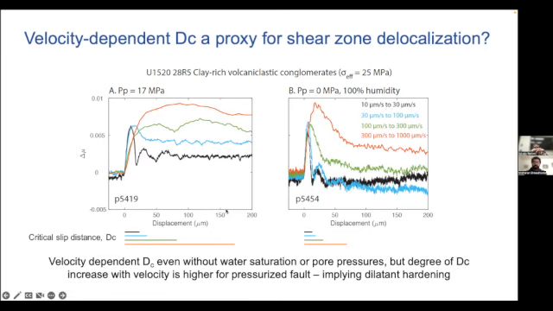The magnitude of the increase, though, is more pronounced in the case of a pressurized fault than it is in the room dry case. So it's possible that inherently the critical slip distance D sub C encodes information about the shear zone width and delocalization, and adding water and pressurizing the fault further enhances this potentially through dilatant strengthening or something of that sort. And that's my working hypothesis for the velocity dependence of D sub C.